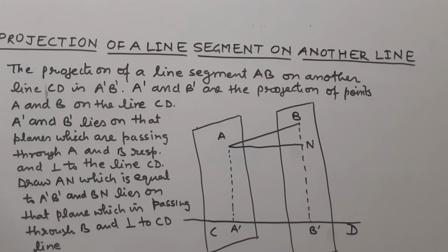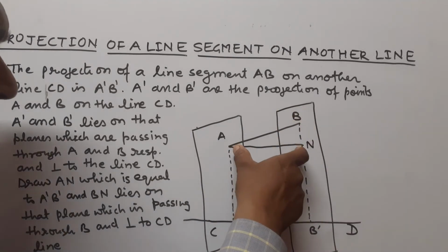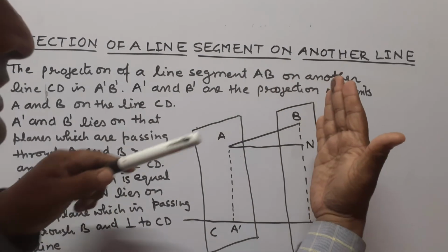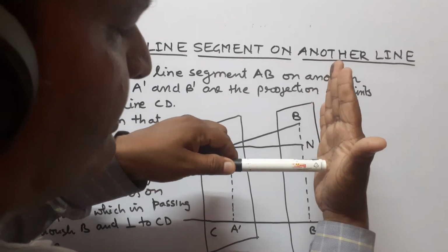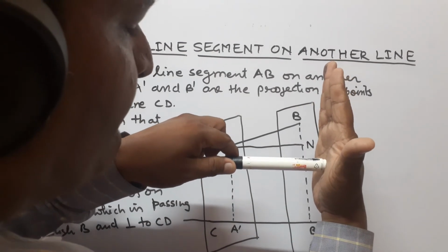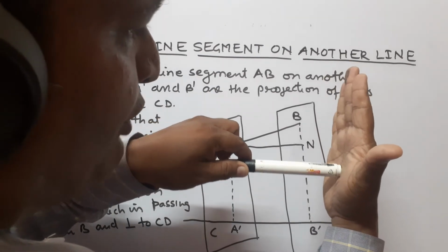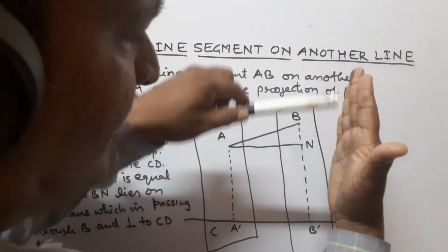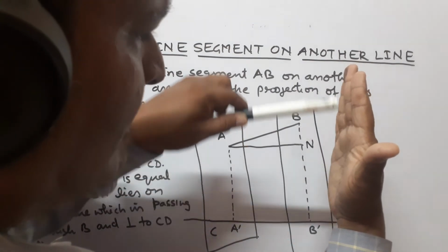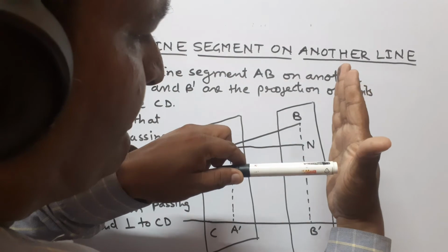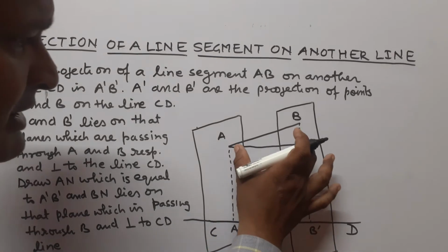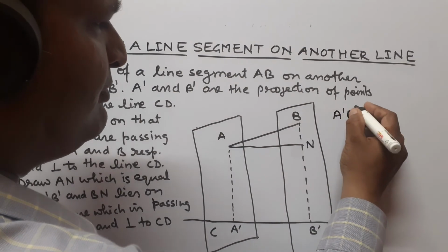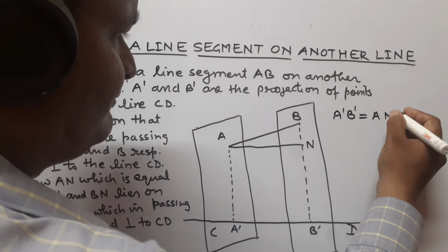So we can see that here BN and AN are perpendicular. Suppose this is the plane, this line is AB and this is AN. So AN is perpendicular to BN. Here this is N point, this is B point. So BN lies in this plane, and AN is perpendicular to the plane which is passing through B point and perpendicular to CD. So we can see that A dash B dash is equal to AN from the figure.